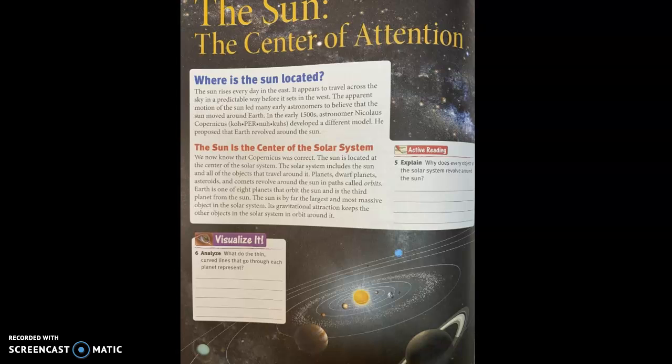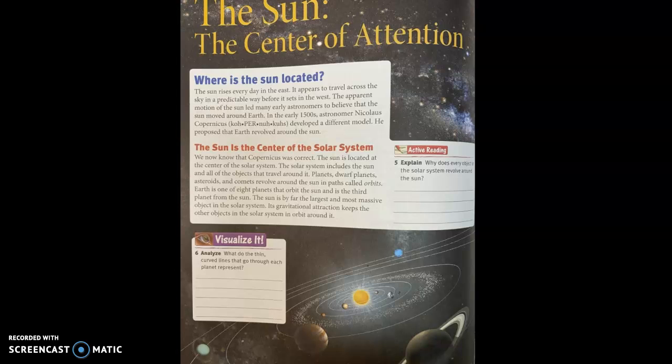In the early 1500s, astronomer Nicholas Copernicus developed a different model. He proposed that the earth revolved around the sun. The sun is the center of the solar system. We now know that Copernicus was correct. The sun is located at the center of the solar system.